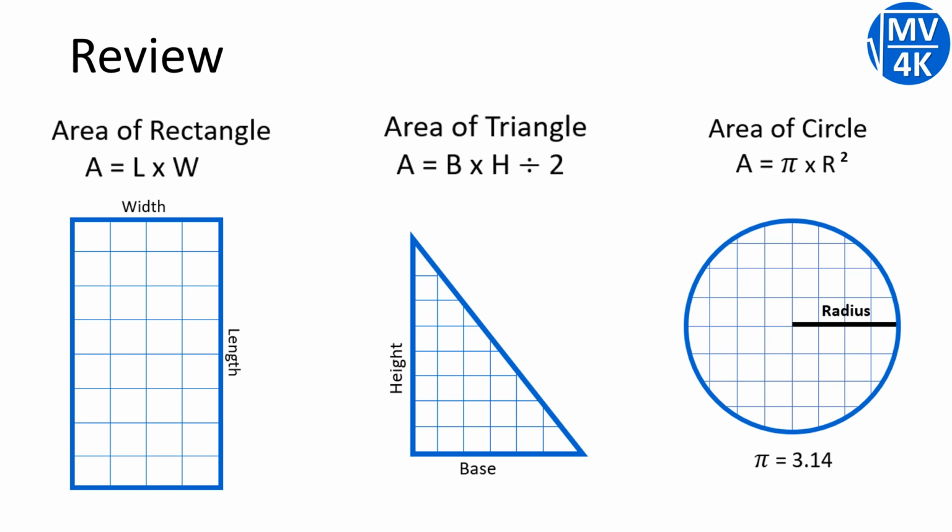So in review, we've learned how to find the area of a rectangle, the area of a triangle, and the area of a circle. Remember, area of a rectangle is length times width, area of a triangle is base times height divided by 2, and the area of a circle is pi times the radius squared.